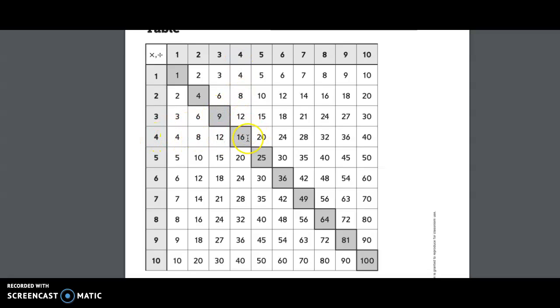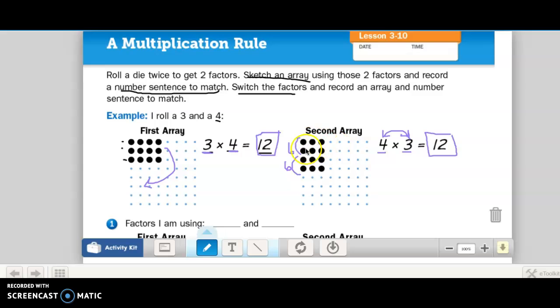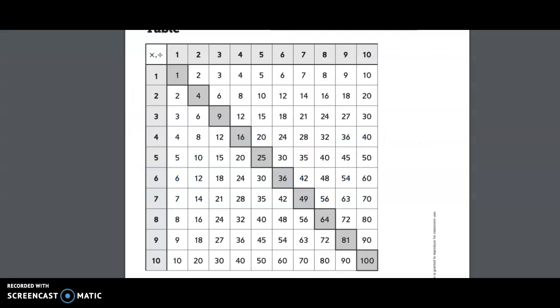4 rows of 4, that makes a square array. 5 rows of 5, that makes a square array. 6 rows of 6, you guessed it, it makes a square array. Remember, these are our arrays. These are not squares. 3 times 4 is not a multiplication square because its array does not make a square. But all of these factors and products, this would make a multiplication square.